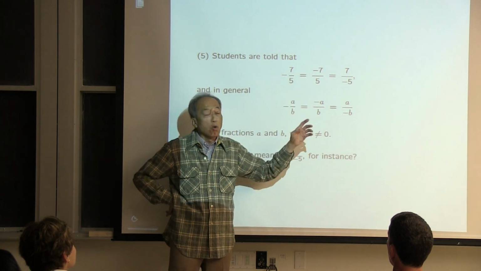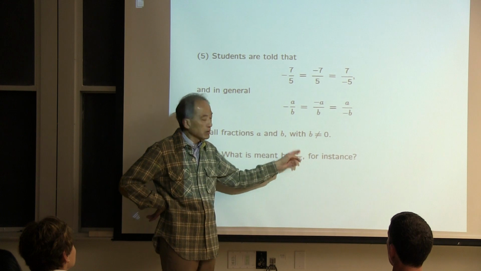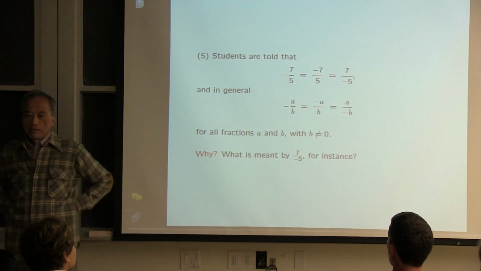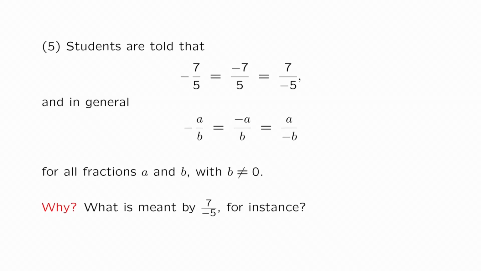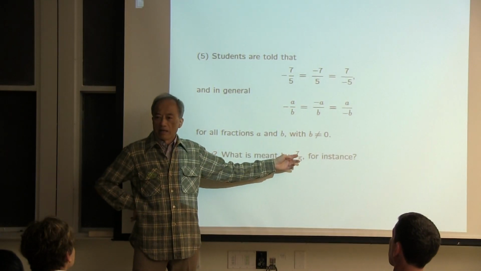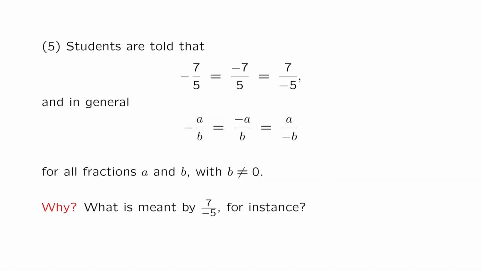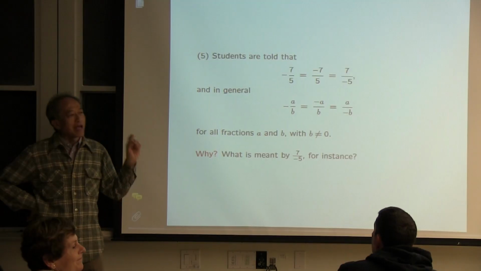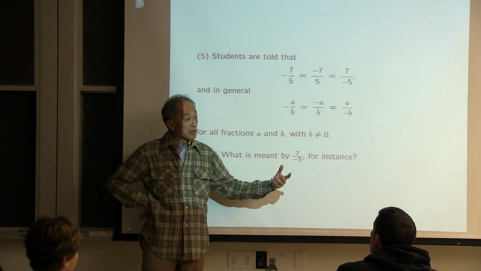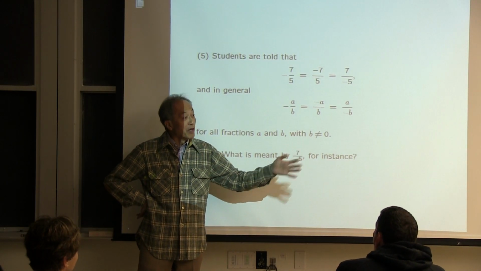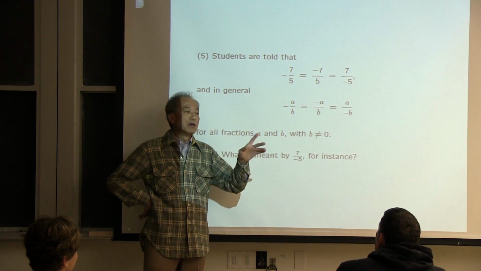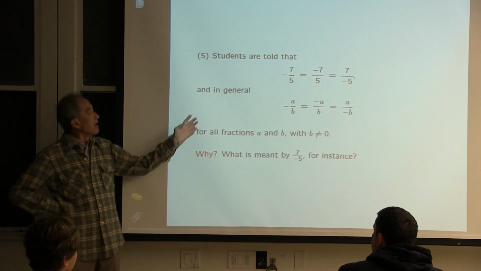Why are they all the same? And what is this? For example, what is this? You know what fraction 7 over 5 is, and this is the negative 7 over 5. That's understandable. When suddenly you have this thing, what is it? Our textbooks do not explain it at all. You can make up a reason for this, but then the next step is, how do you use it? That's the problem. Okay, so next.